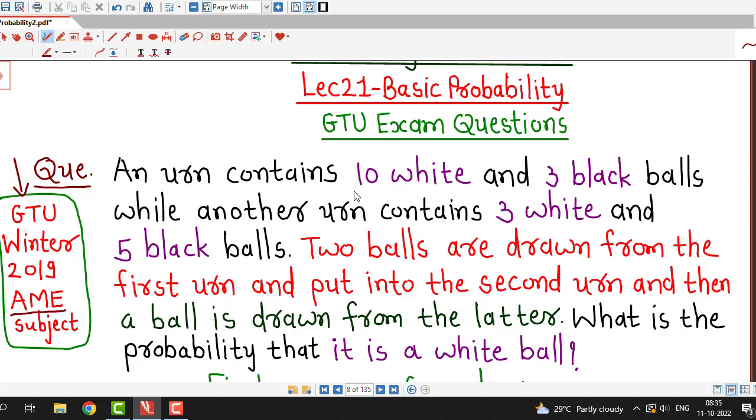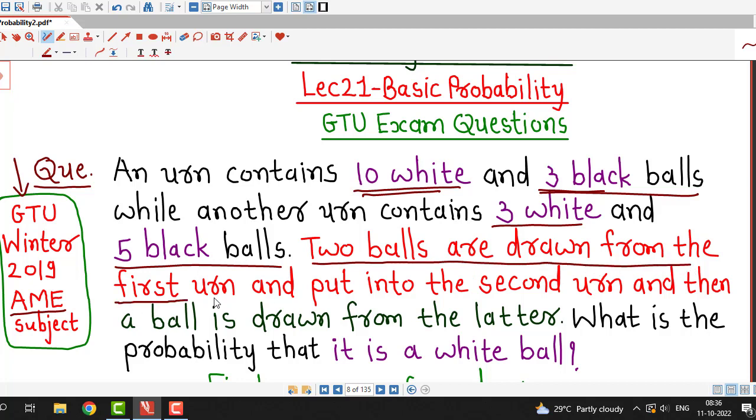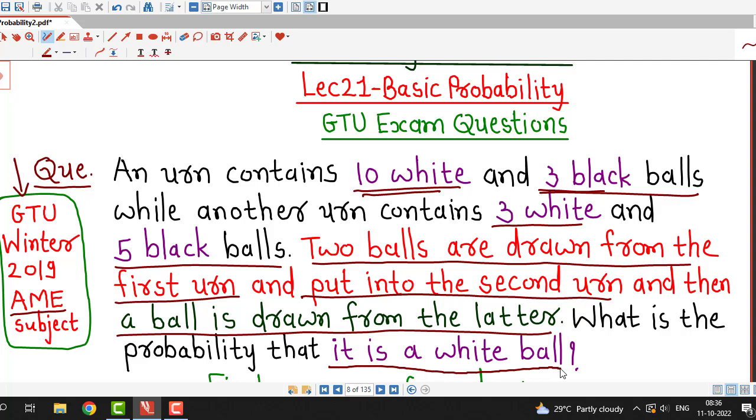An urn contains 10 white and 3 black balls, while another urn contains 3 white and 5 black balls. That is, we are given two urns. The first urn contains 10 white and 3 black balls, that is total 13 balls, and the second urn contains 3 white and 5 black balls. Two balls are drawn from the first urn and put into the second urn, and then a ball is drawn from the latter, that is from the second urn. What is the probability that it is a white ball?